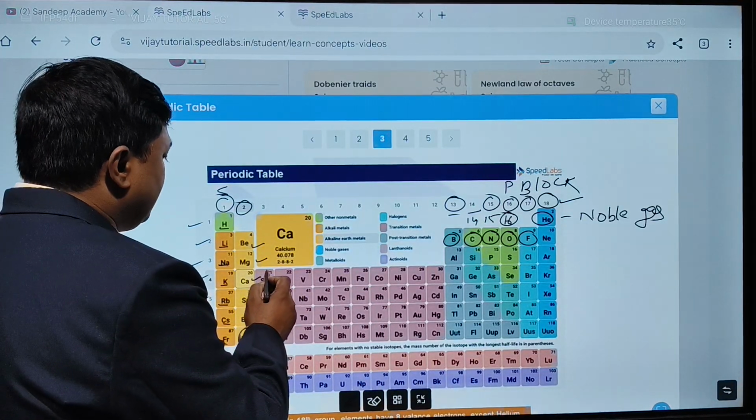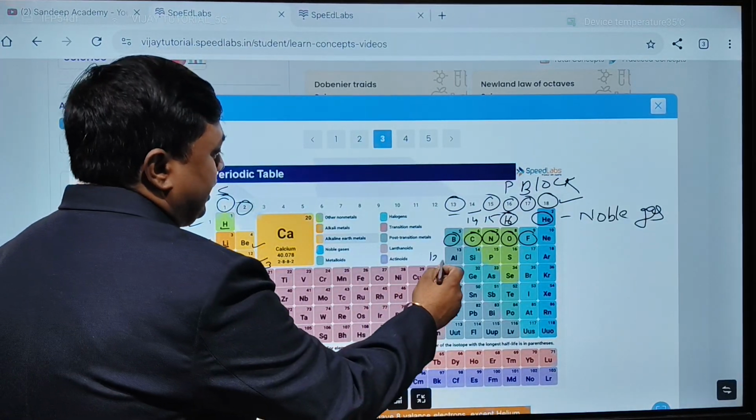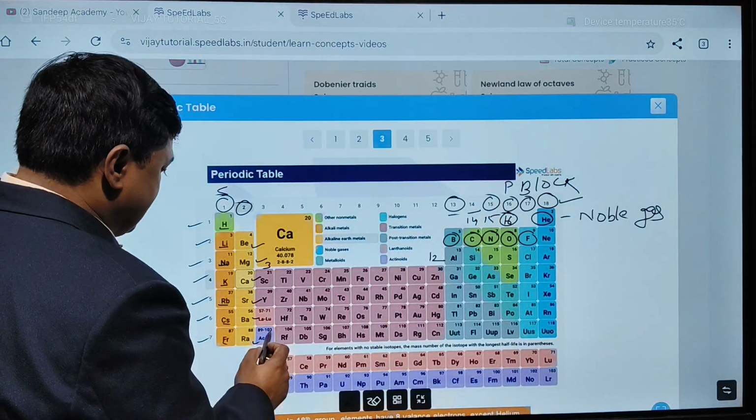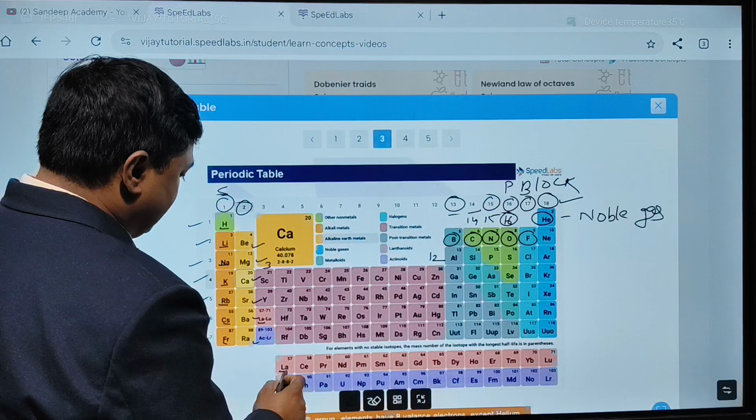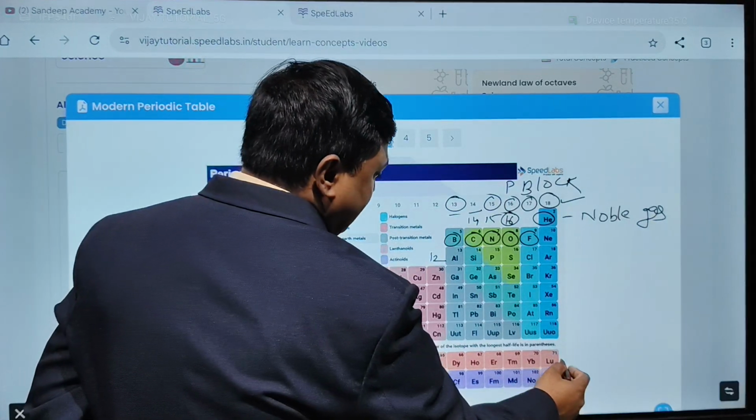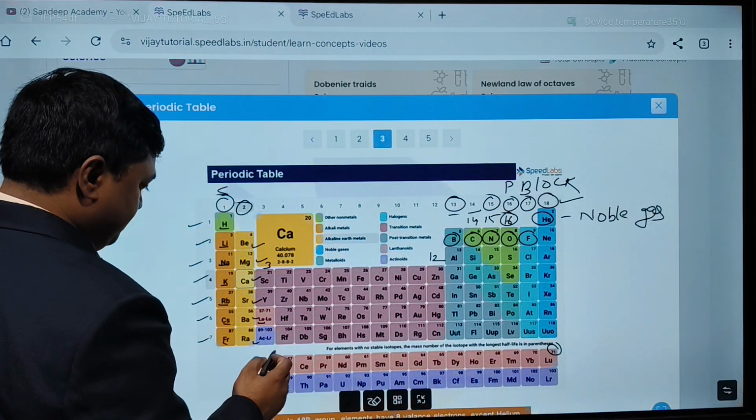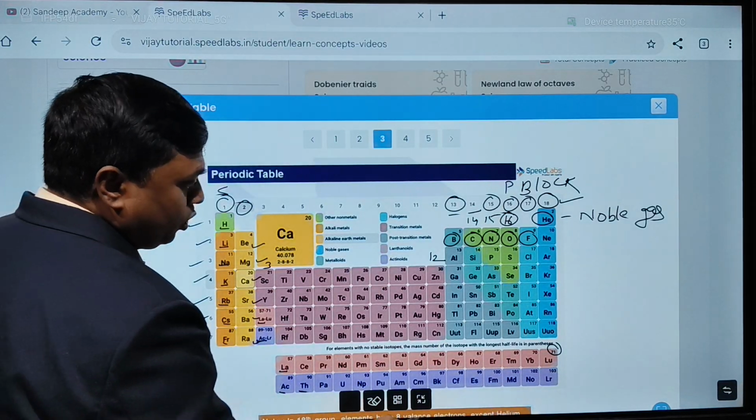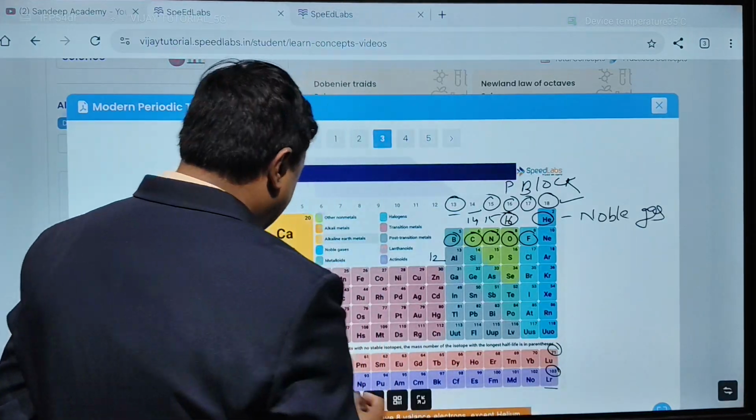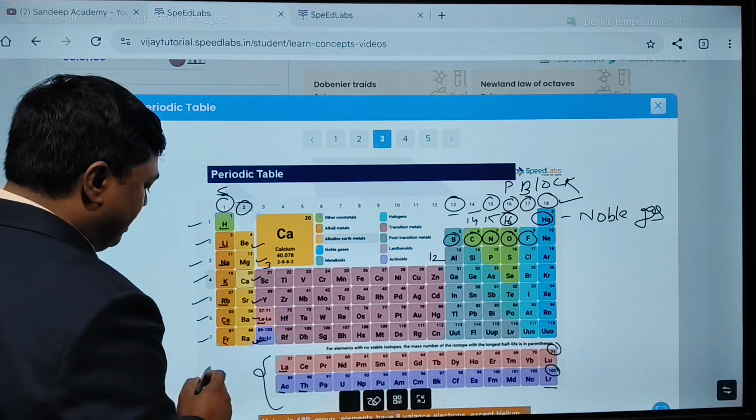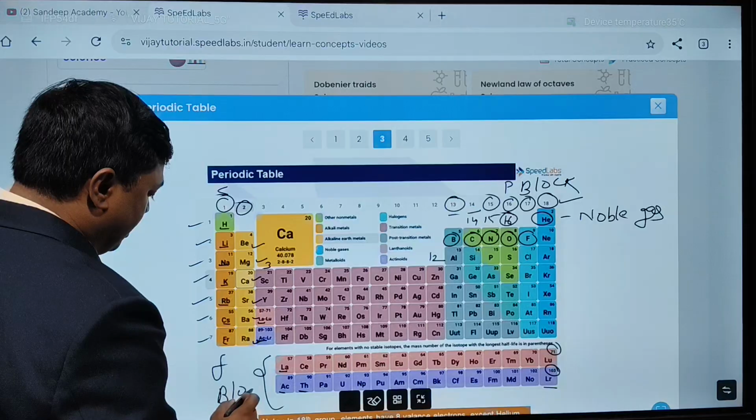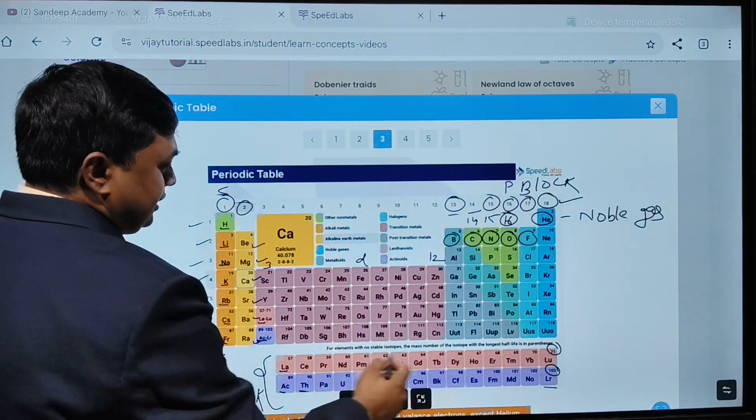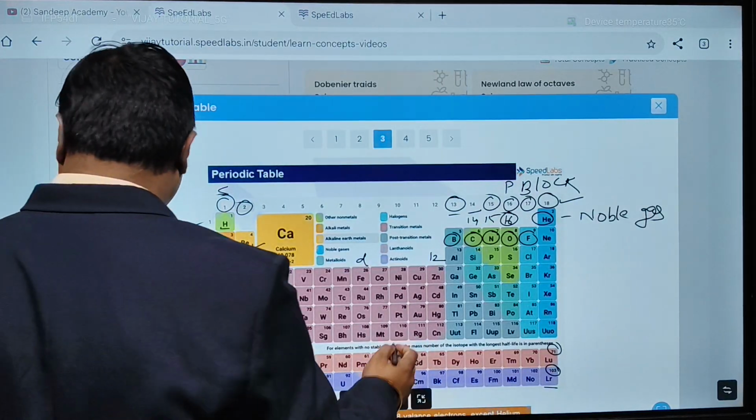Groups 3 to 12 are D block elements. After lanthanum, that is 57, to lutetium, that is 71, and after actinium, that is thorium to lawrencium 103, they are placed below the periodic table as F block elements. So this is the S block, P block, this is D block, and this is F block elements. Is it clear?